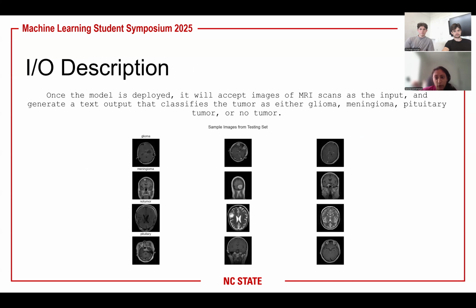Once the model is deployed, it will accept images of MRI scans as the input and generate a text output that classifies the tumor as glioma, meningioma, pituitary, or no tumor.